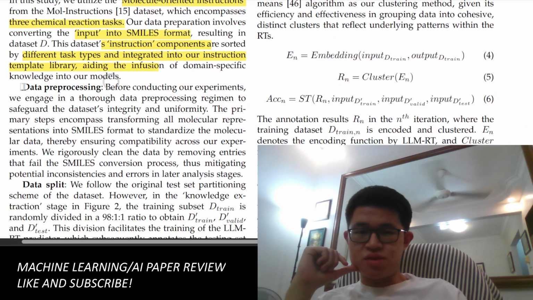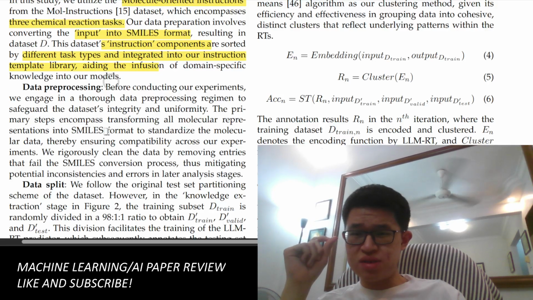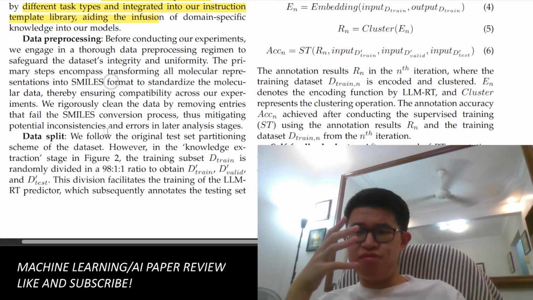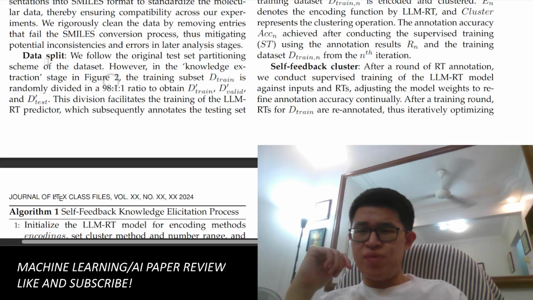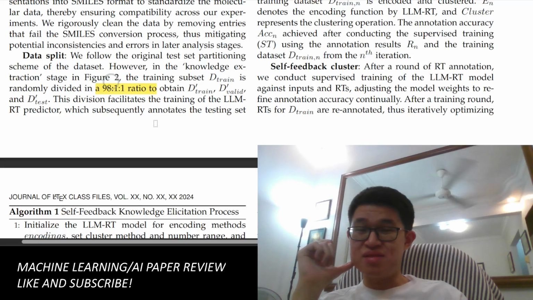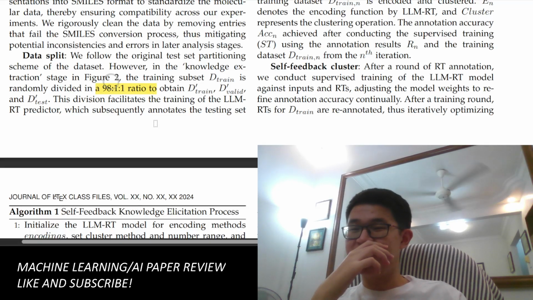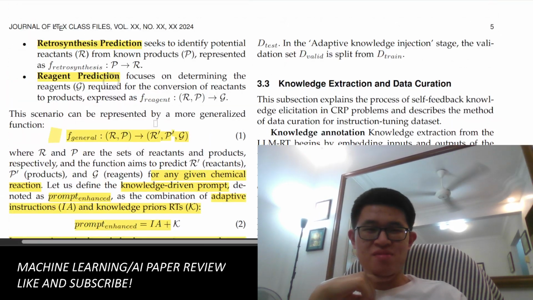Okay, and now here's the meat of it. So, data pre-processing. They make everything into SMILES, and they clean all those entries that cannot be converted into SMILES. And they split their data set into a ratio of this. Wow, what the heck? 98% for the training and 2% for the validation in the test set. Oh boy, I didn't expect that, but okay.